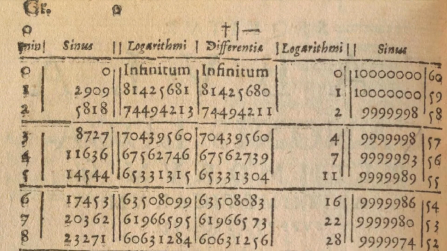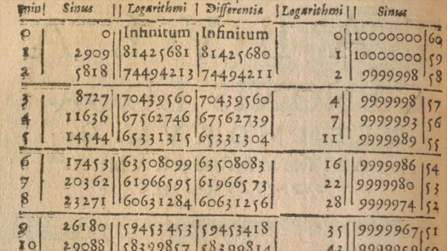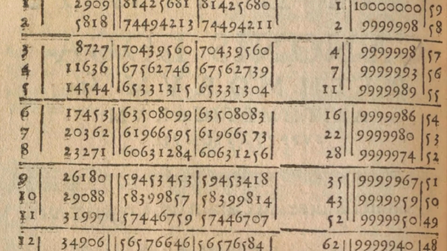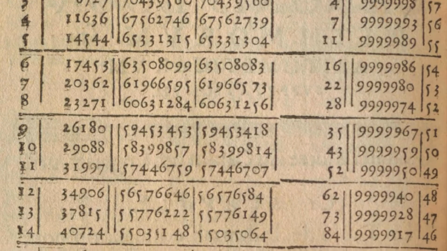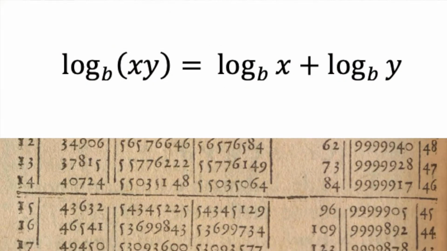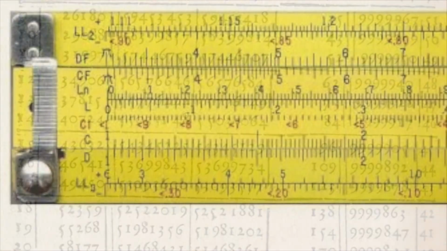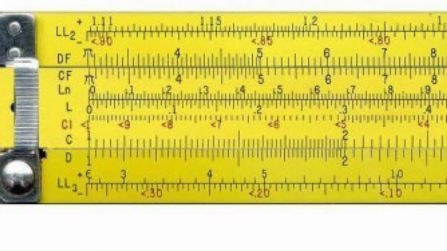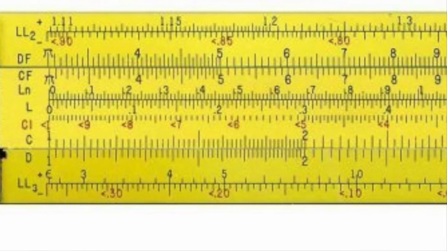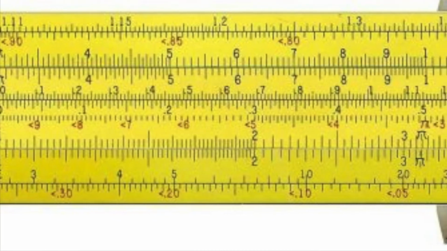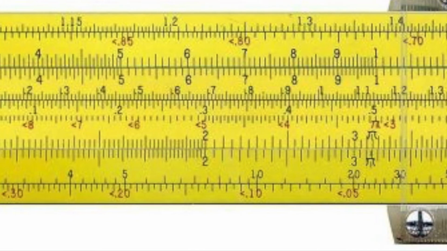So Napier calculated 90 pages of tables of logarithms which could be used in heavy calculations along with the well-known identity: log of xy to the base b is equal to log of x to the base b plus log of y to the base b. These tables led to the invention of the slide rule to carry out some of the calculations, and the slide rule was used widely up until the 1970s when the pocket calculator was invented.